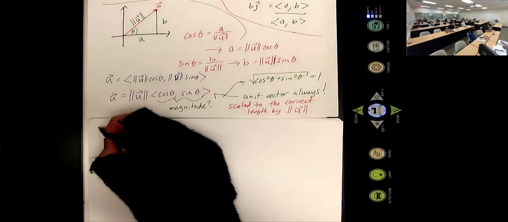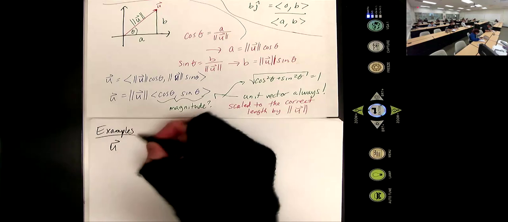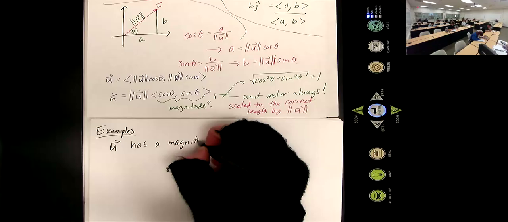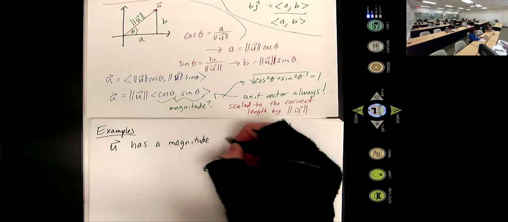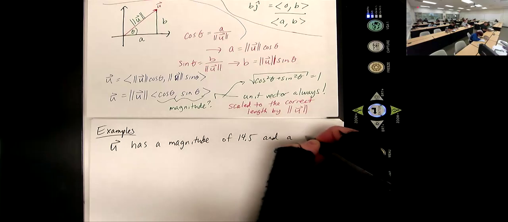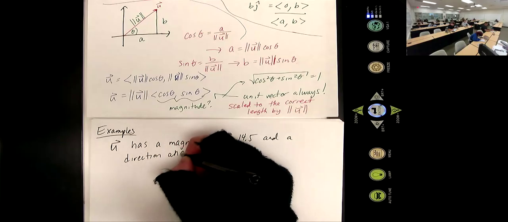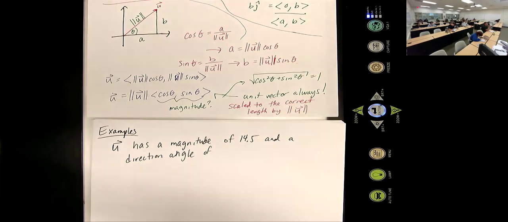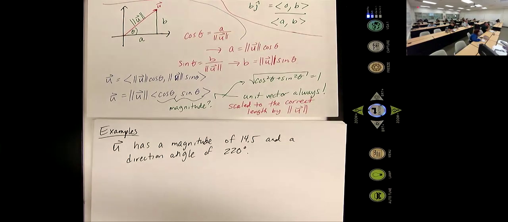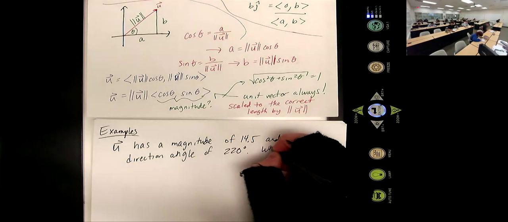Let's do some examples. Let's say u has a magnitude of 14.5 and a direction angle of 220 degrees. Write its position vector.